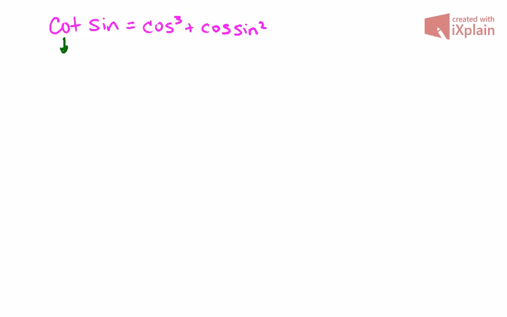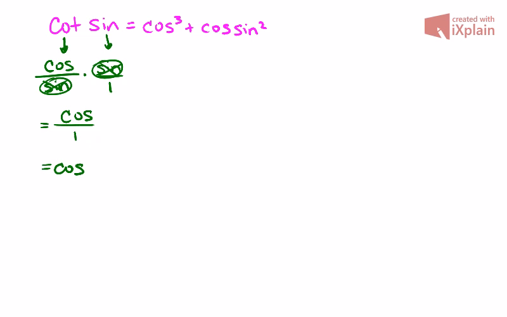Okay, so cotangent is cosine over sine times sine, which is sine over 1. Now I'm multiplying, so I have like terms on top and bottom, so I can cross those out. That gives me cosine over 1, which we know the 1 is understood, so I'm just going to leave it as cosine. Now I'm going to work out this right side.